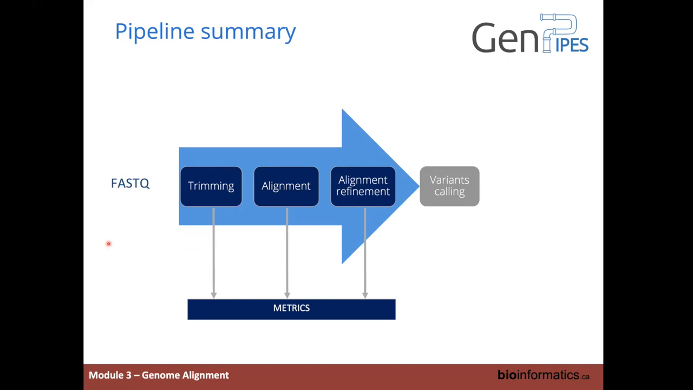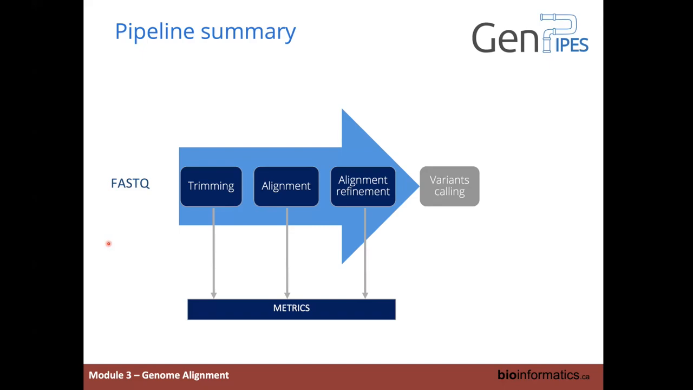All along the process, what is really important is to take metrics. It's really, really important, because each time you see something unusual in your data, you will have to go back to your metrics file and check whether all my metrics seem okay. In that case, is what I'm seeing as unusual maybe a real biological unusual variant or phenomenon, or is it something due to all the processing I did on my reads?